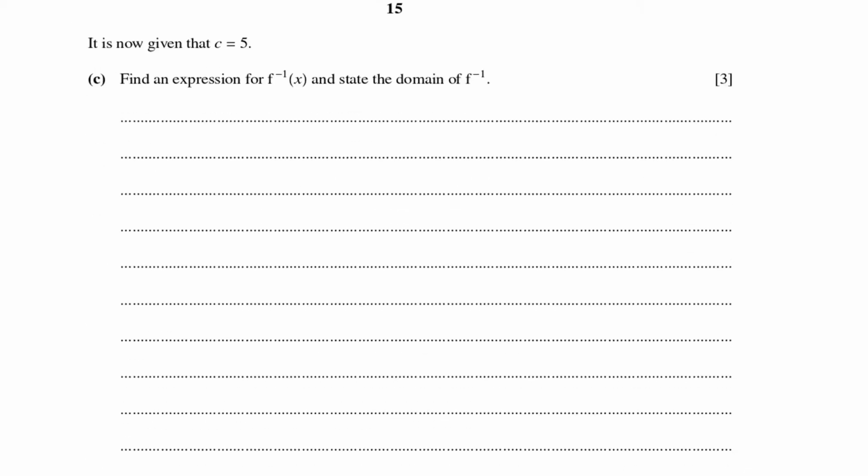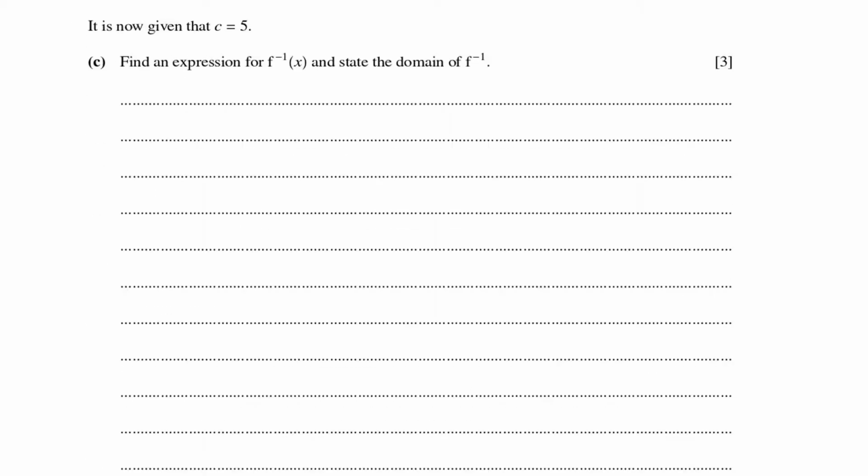Let's scroll down to part C. It is now given that c is equal to 5. Find an expression for f inverse of x and state the domain of f inverse. So we have our f of x as (x minus 2) squared minus 1. We can write that as y is equal to (x minus 2) squared minus 1.